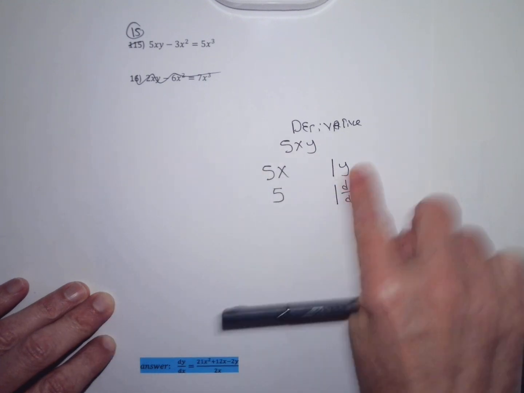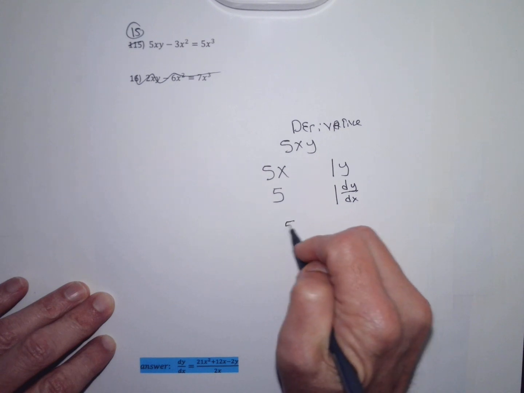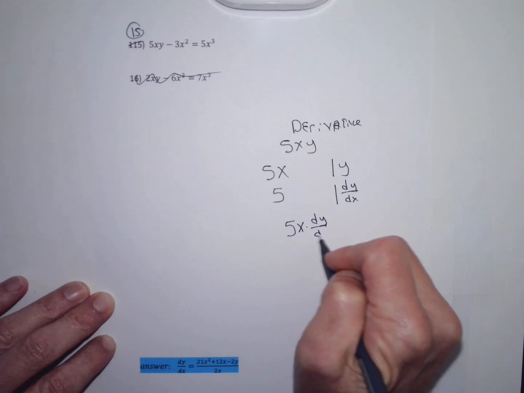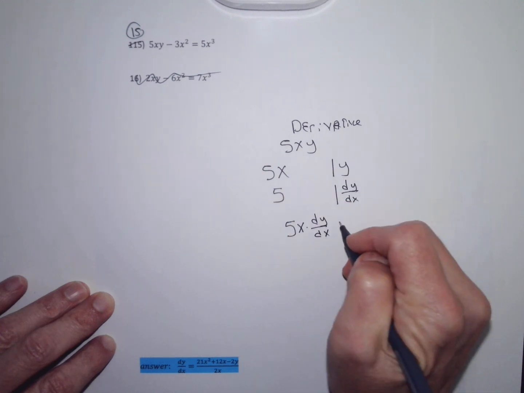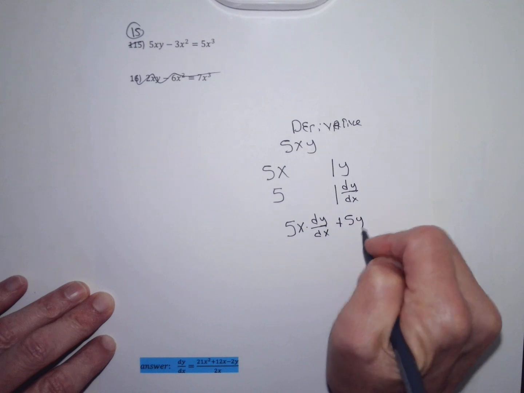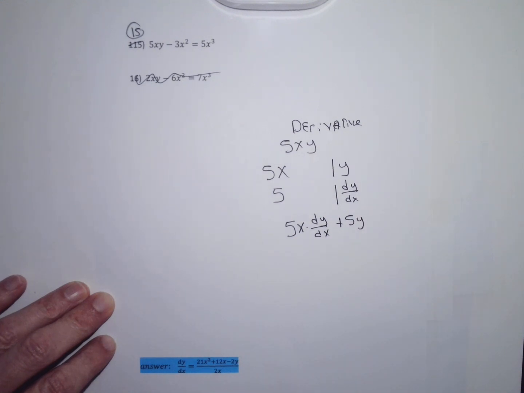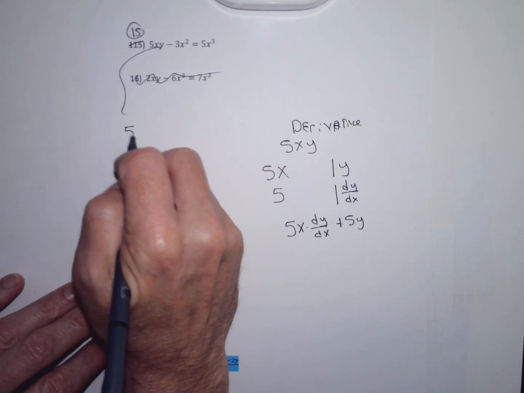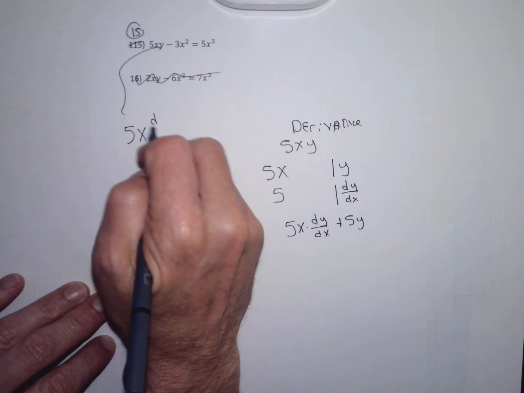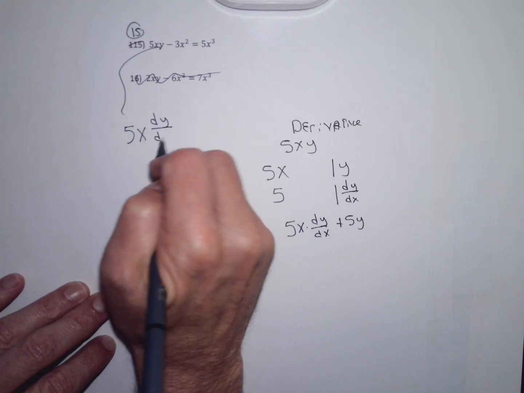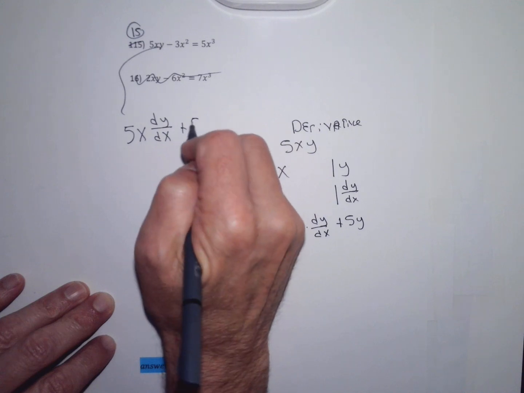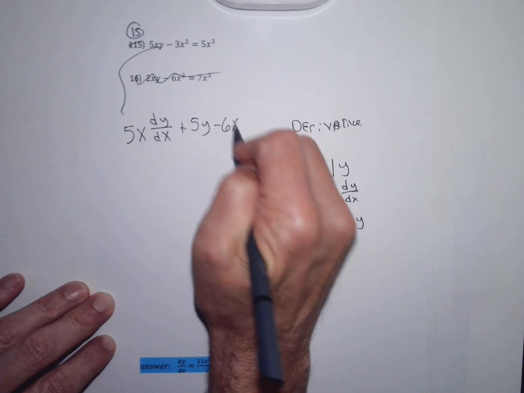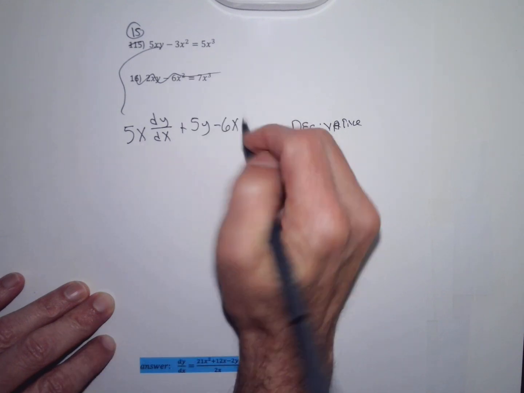Cross multiply, the derivative is going to be 5x times 1 dy/dx plus 5y. And I'm not going to pull out that common factor of 5 because it's not going to help me here. So as I go to take this derivative, the derivative of 5xy is 5x dy/dx plus 5y for the derivative of the first term. The derivative of the minus 3x squared is minus 6x. The derivative of the 5x cubed is 15x squared.